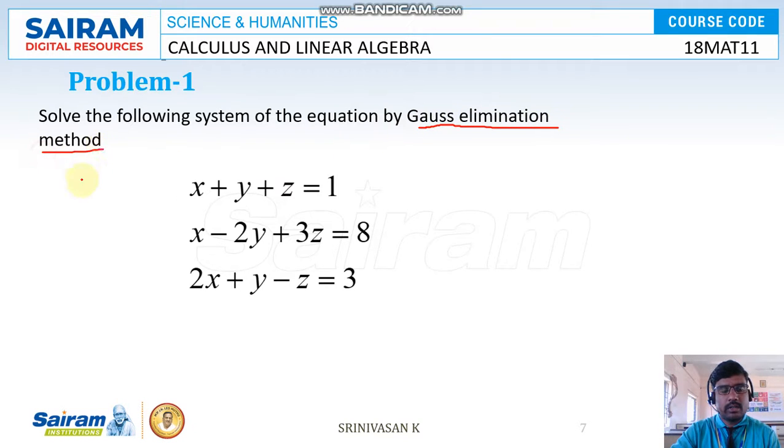There are two methods: one is Gauss elimination, and the other is the Gauss Jordan method. In the next video I will explain the Gauss Jordan method. So read the question carefully: we are using the Gauss elimination method.